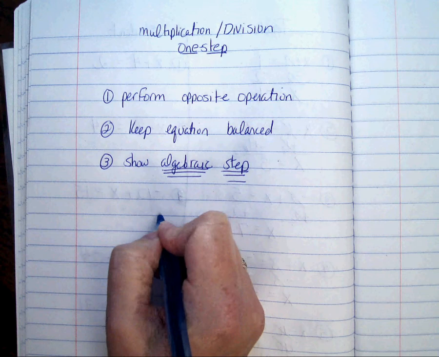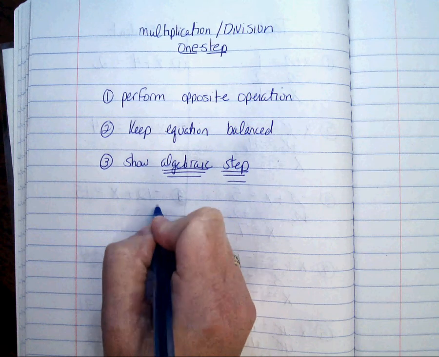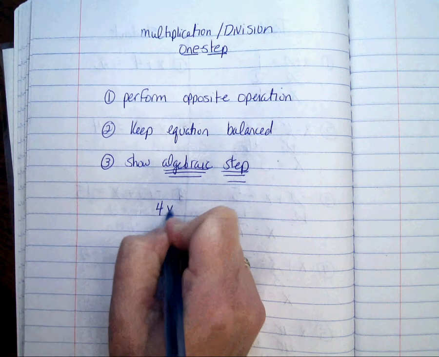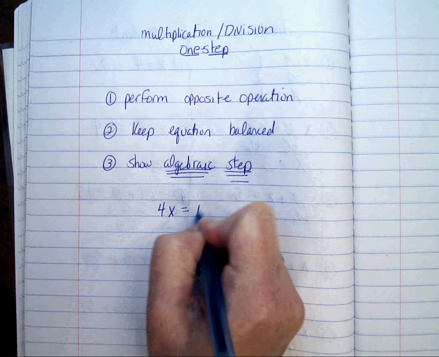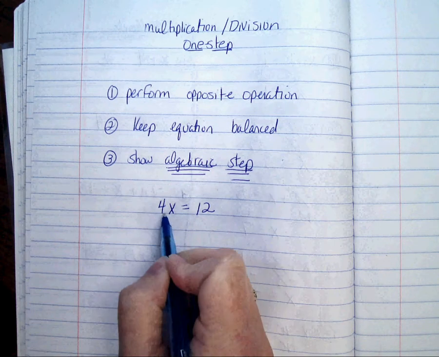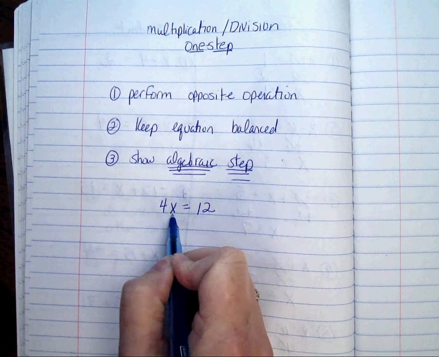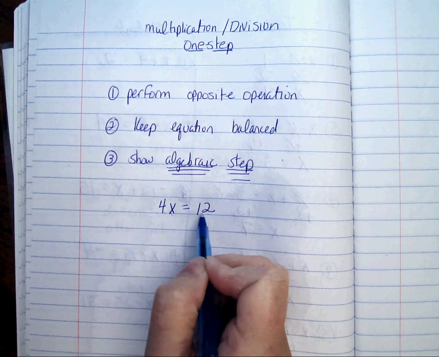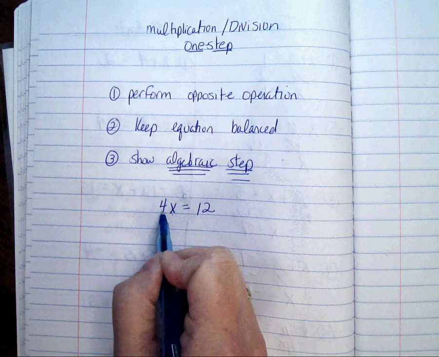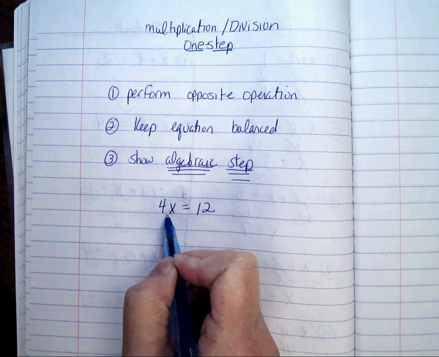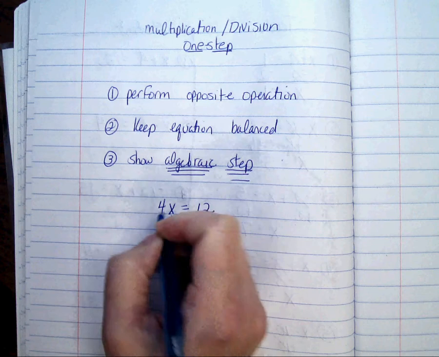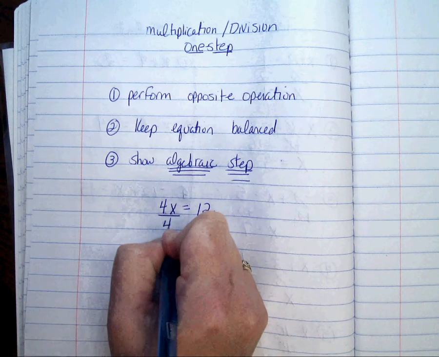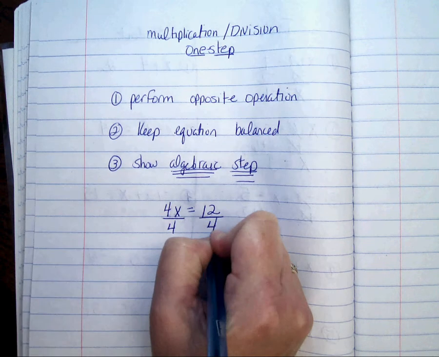Let me give you an example. We solved equations with models in class today, something that looked like this. Okay? This means that 4 times some number equals 12. And we've got to figure out what x is equal to make this true. Well, 4 times some number. The opposite of multiplying by 4 is dividing by 4.